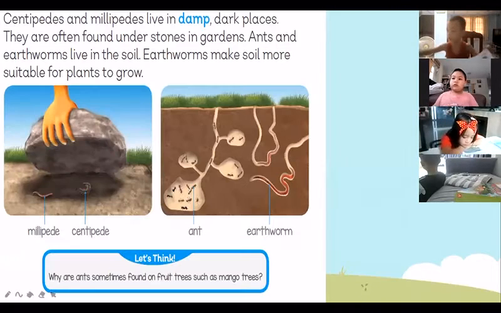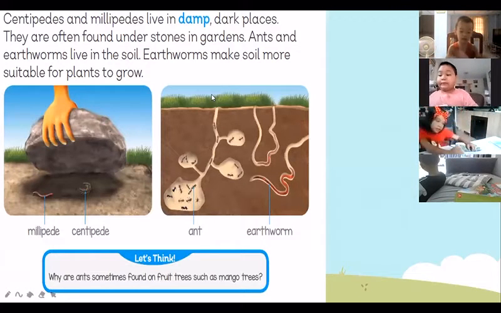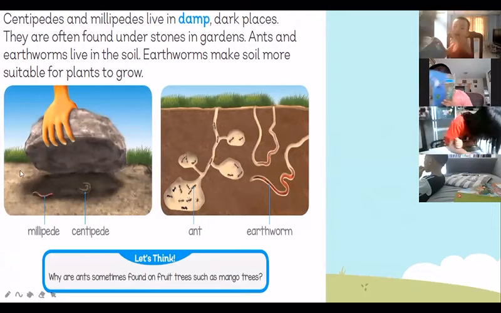Okay, let's have a look at page 46. So, over here we're still in the garden.